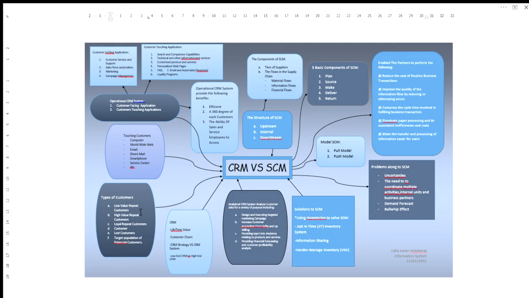Then how do we touch customers? We can touch customers from the psychological side or from the customer side, such as through the web, computer, World Wide Web, email, direct mail, smartphone, service center, and many more. Of course, there are two types of CRM system operations, namely one, customer-facing applications, and two, customer-touching applications.